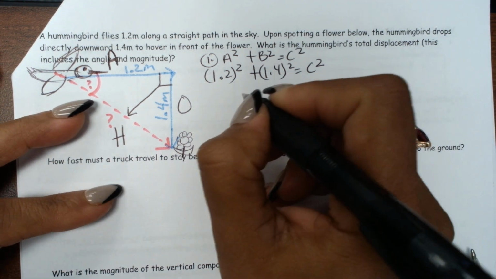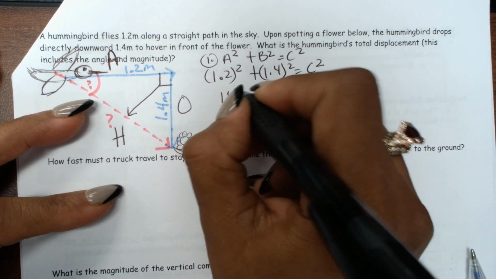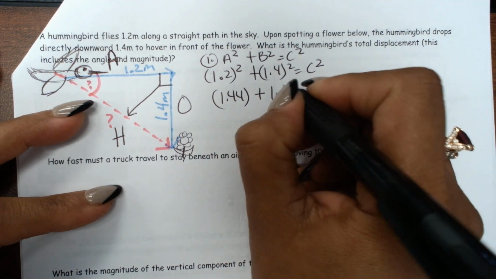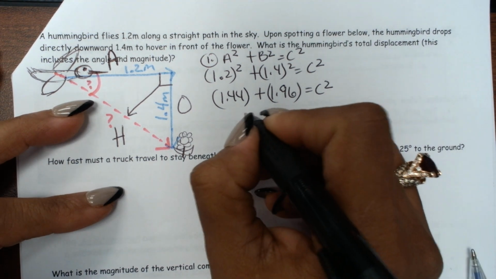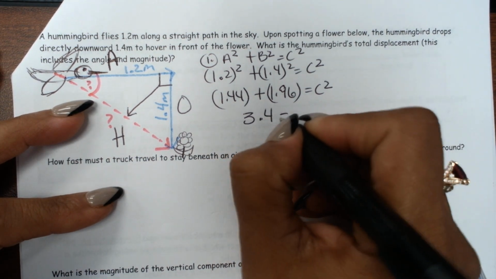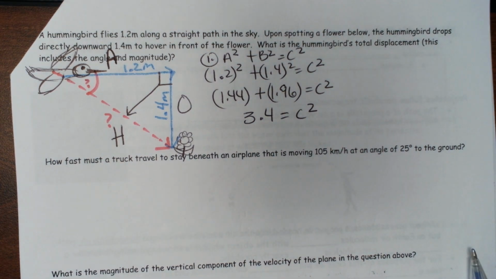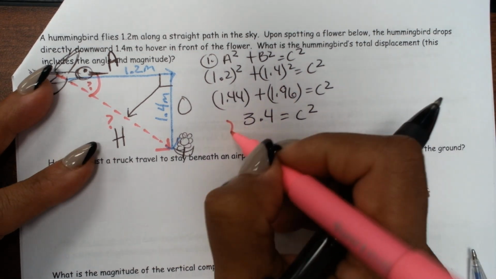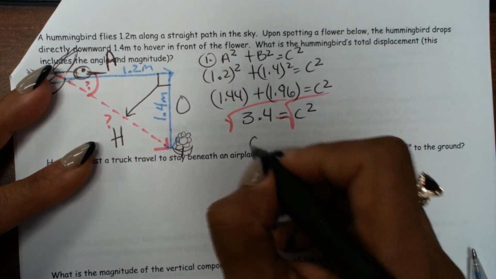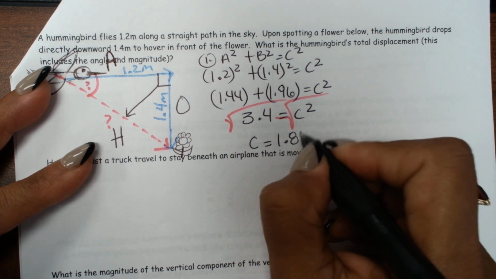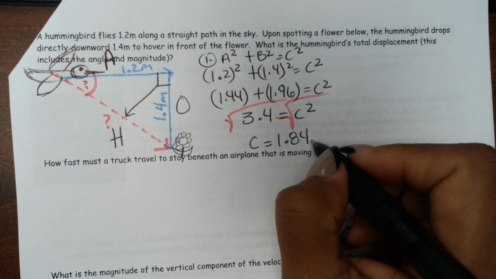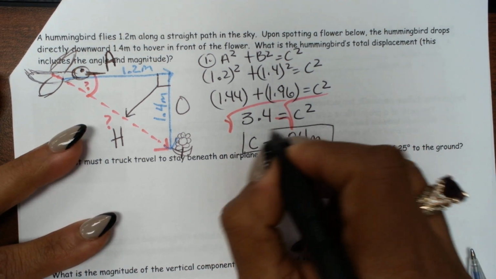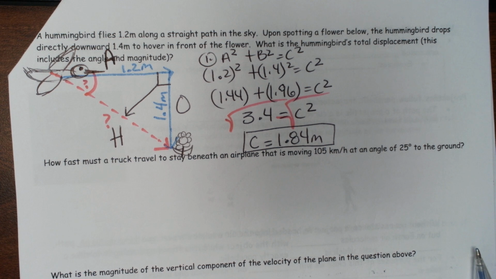Help me out. 1.2 squared is 1.44 plus 1.96, 3.4 equals c squared. Sorry, square root it. C equals 1.84. Wait a minute, what goes behind that 4? Meters. That is not my full answer. That's only part of my answer.